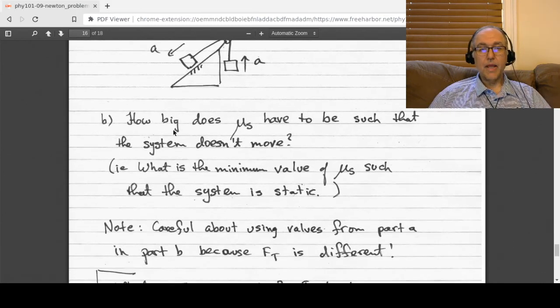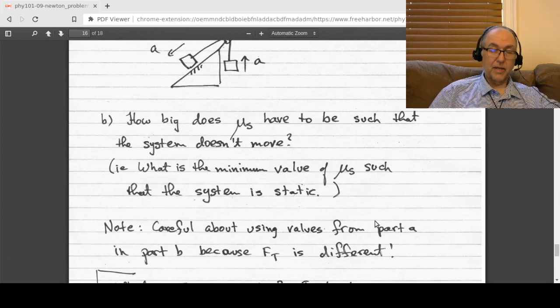Great. Now, this is about as hard as these problems are going to get. I won't throw anything more complicated than this. How big does mu s have to be such that the system doesn't move? We've got these two, and if there's no friction, there will be an acceleration. But now I'm going to turn on some friction, and I'm going to turn on some mu s. If mu s is too small, if there isn't enough static friction, then it'll still accelerate. But if mu s is bigger than a certain threshold, then it won't. Now, you can make mu s really, really big and you'll be guaranteed.